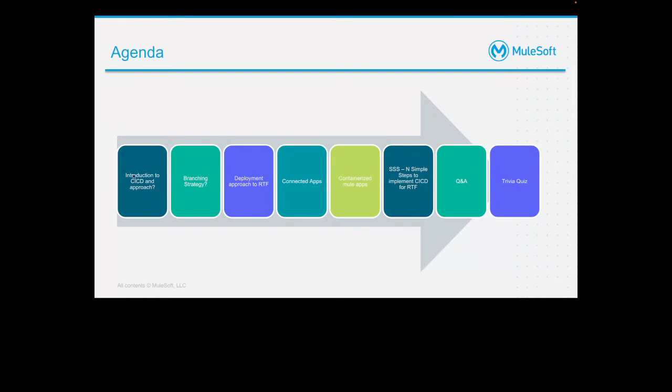To summarize the agenda for this meetup, we are first going to understand what CI/CD is, what the branching strategy is, and the deployment approach specifically for RTF, and how it is different from CloudHub or any other platform deployments that you usually do. There is a little bit of a change, so you'll want to understand what that is. We will be using connected apps to make this deployment. We'll use the connected app, generate the auth token, and then use that auth token to do the deployment. I will explain that approach.